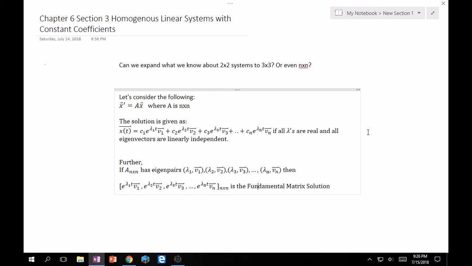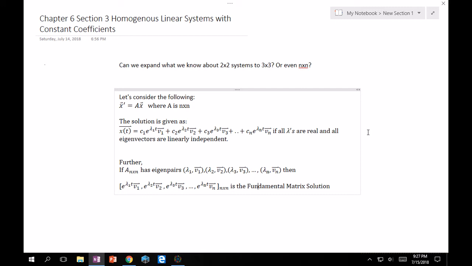And for 2 by 2 that was all you needed. But as you go up higher in dimensions, then you'll have to add a c3 e^(lambda 3 t) v3. And so that would do it for 3 by 3. But if you go up to n by n, then you need n number of these. And so plus dot dot dot plus cn e^(lambda n t) vn. Now, this only works if all the lambdas are real and all the eigenvectors are linearly independent with respect to each other. Essentially the same thing as chapter 3, right? They have to be linearly independent with respect to each other in order to form a fundamental set.